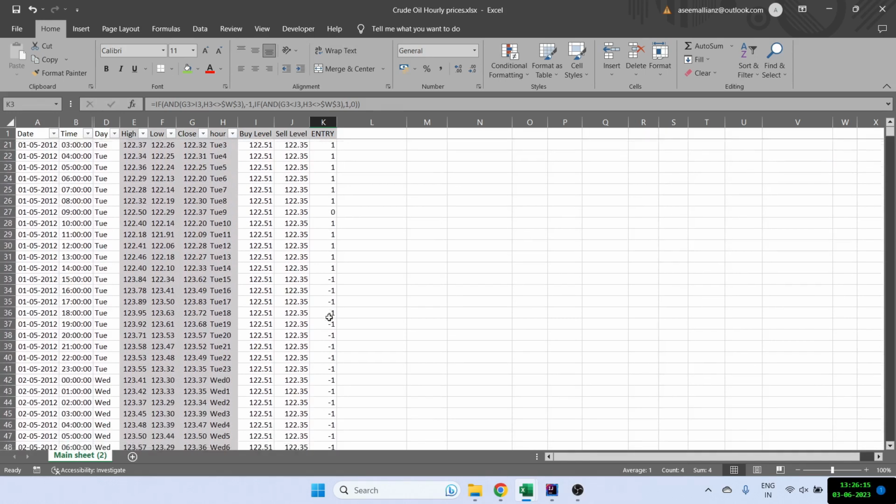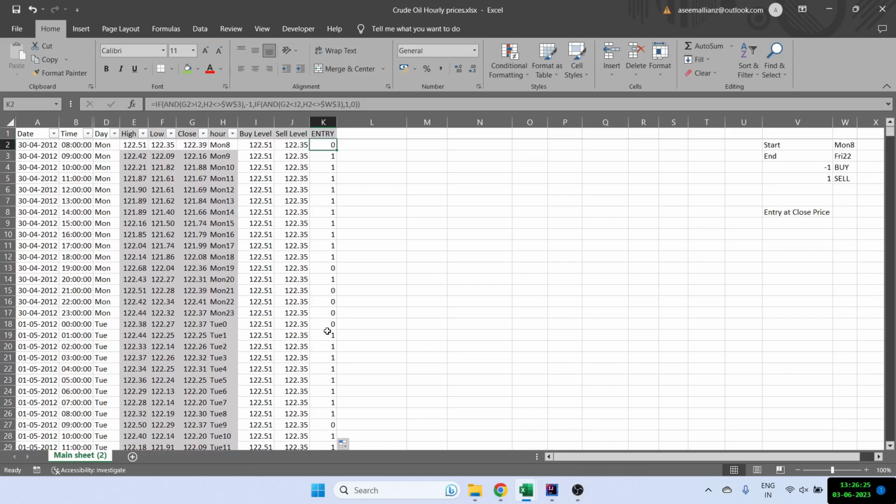Similarly, if we find a -1 here, that means the closing price 123.62 is greater than 122.51, which was the buying level. So even this is correct. But as we can see that there are multiple entries coming, so let's finalize the entry. So I'll just make another column called entry already done.